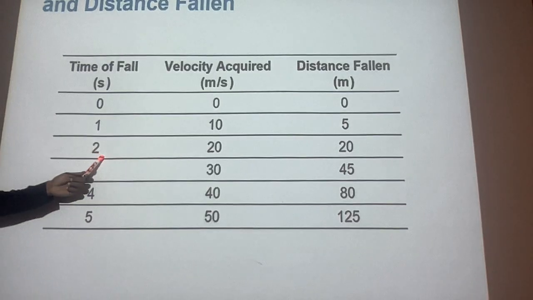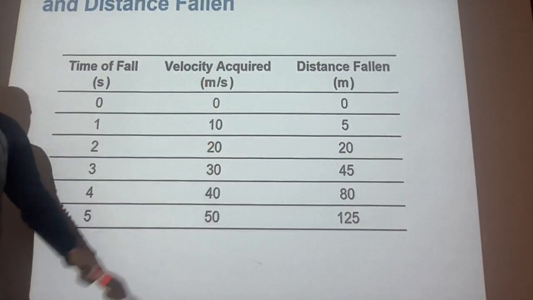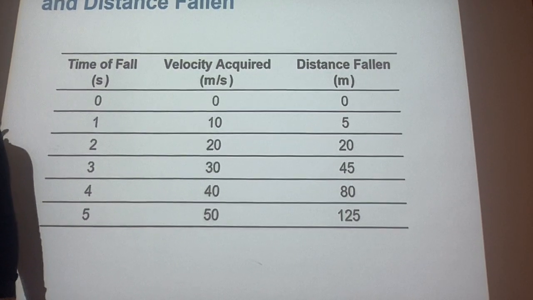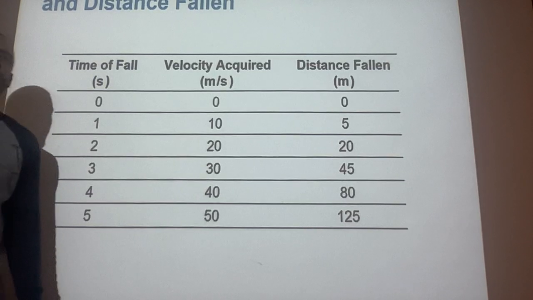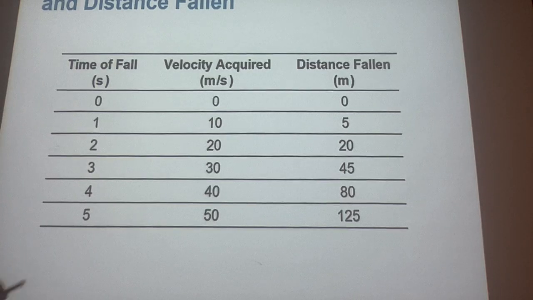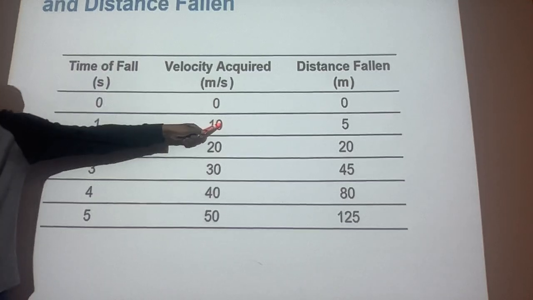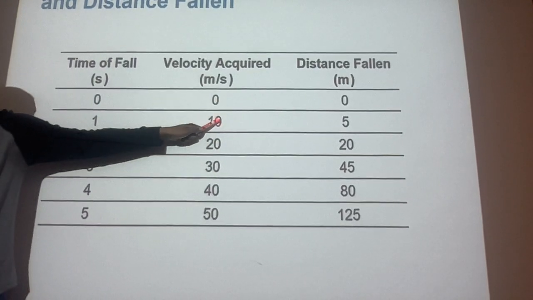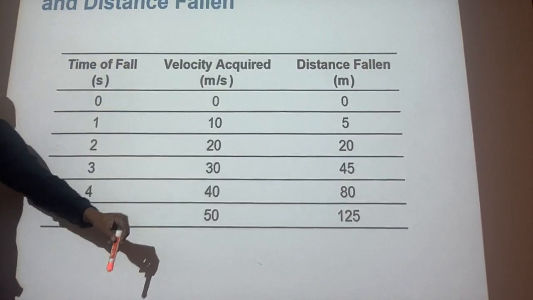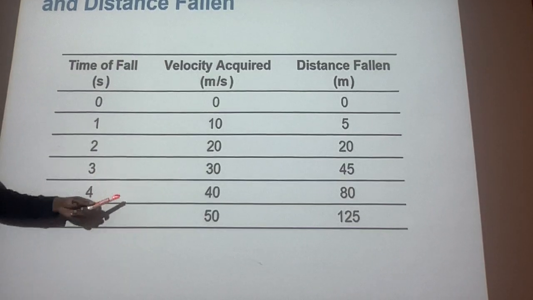After 2 seconds, my object is doing what? 20 meters per second. So what has happened? It accelerated. It went from 0 to 10, that's acceleration. From 10 to 20, that's acceleration. So as it falls towards the earth, it's getting faster and faster.